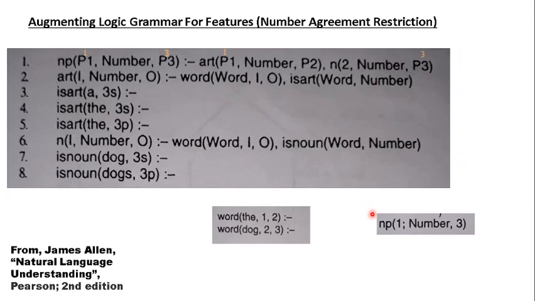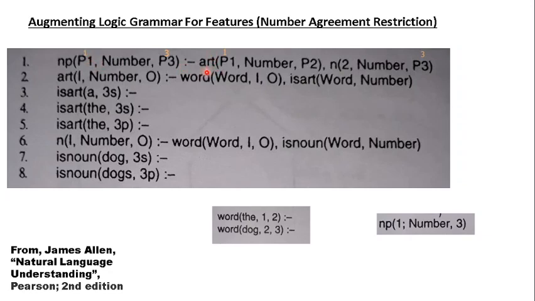We are starting off with np1 number 3. So we will take the first production. We have np on the left, and if you see here, the first argument is 1, second argument is number, and third argument is 3. So we will supply 1 to p1, the number is number itself, and 3 is applied to p3. Now we are trying to expand this production to the right side, so we will see the right side substituted with these values.